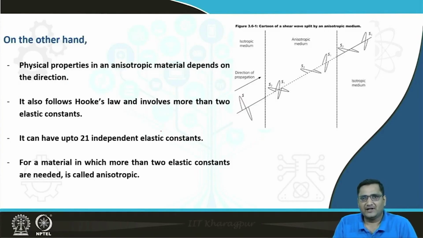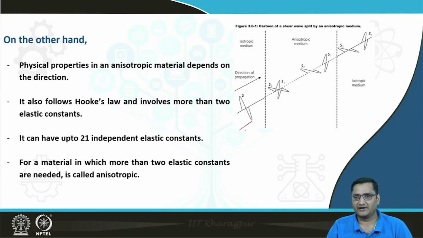On the other hand, when we talk about an anisotropic material, where the physical properties change with direction, it also follows Hooke's law, but it involves more than 2 elastic constants and can have up to 21 independent elastic constants. So all in all, if a material has more than 2 elastic constants, then it can be anisotropic.